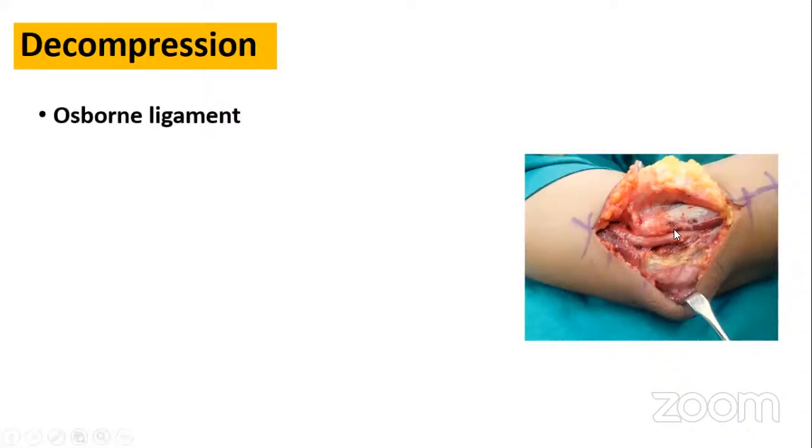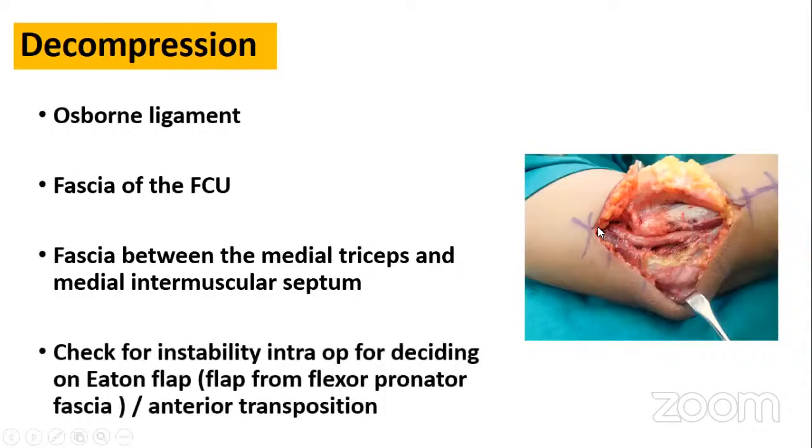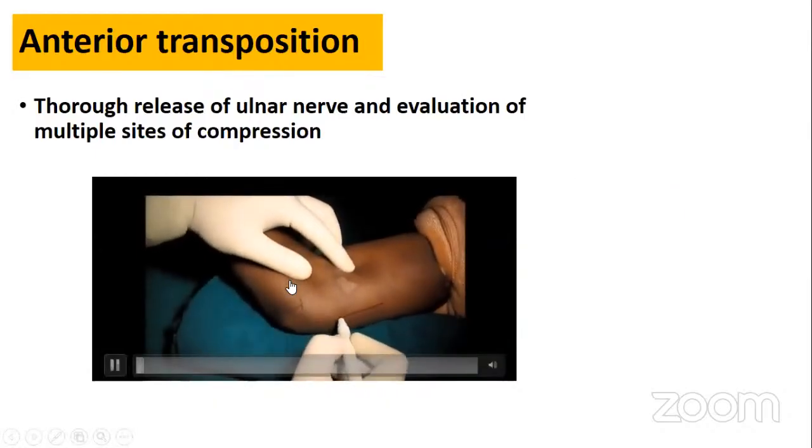Osborne's is taken off here, just behind the medial epicondyle where it is attached. The fascia of the FCU can be released at this point. This is the distal part. And the fascia between the medial triceps and medial intermuscular septum is basically the arcade of Struthers. In pro-op, always check the instability for deciding on what's called an Eaton flap, which is basically a fascia from the flexor pronator fascia, and transpose the nerve. See how it's sitting nicely, or every time you flex the elbow it subluxates. Then you might require something like a sling to keep it there. This is ulnar nerve decompression and anterior transposition.